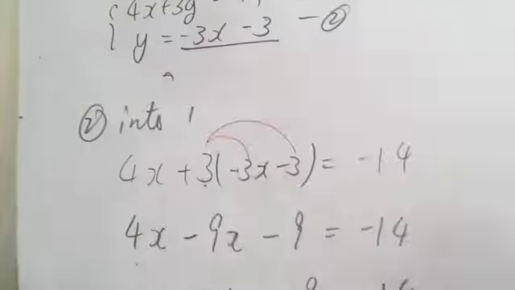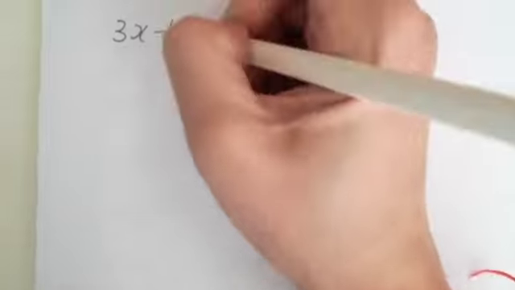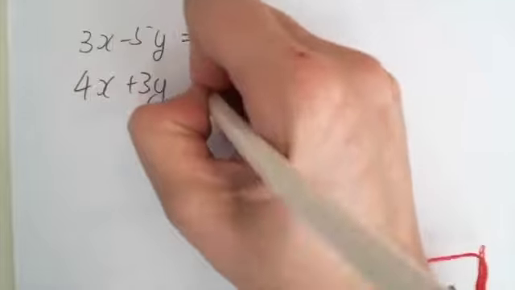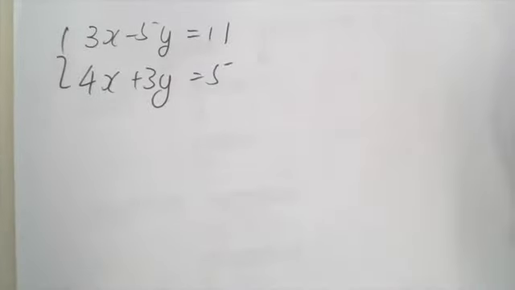Alright, sometimes they will not give you a y or x. Then we will have to do something about that. It might not be ideal because cases are strange. We can still use substitution. So, for example, I got 3x minus 5y equals to 11 and 4x plus 3y equals to 5. Definitely I do not have x, I do not have y equals to, so we're going to do something about it.